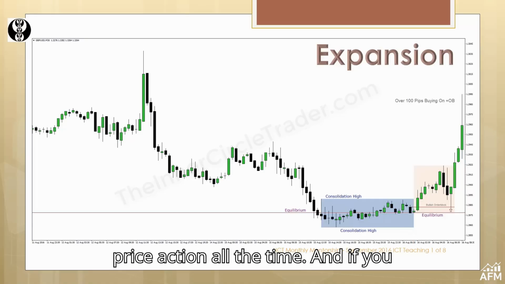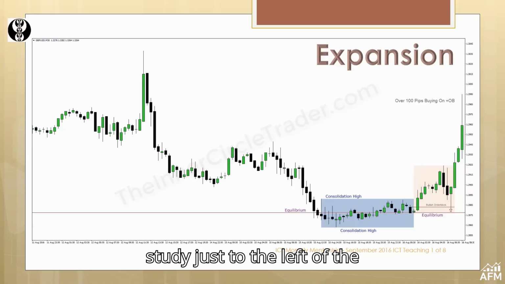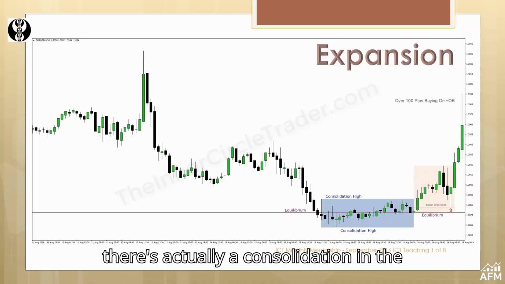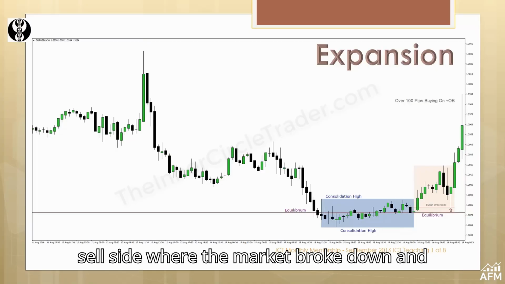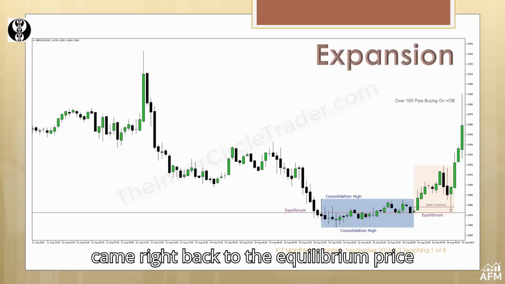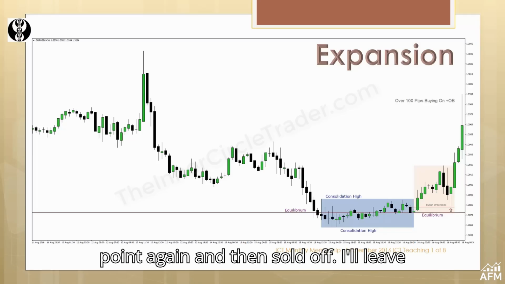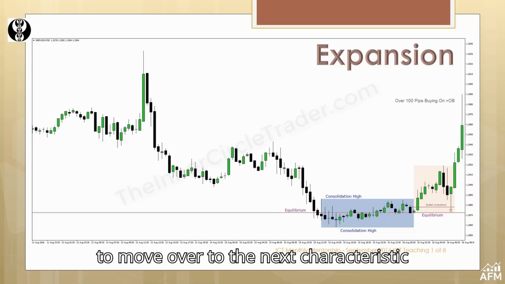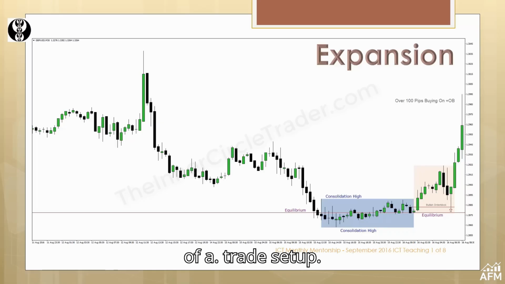It's in price action all the time. And if you study just to the left of the consolidation we have shaded in blue, there's actually a consolidation on the sell side where the market broke down and came right back to the equilibrium price point again and then sold off. I'll leave that for your study now, but we're going to move over to the next characteristic of a trade setup.